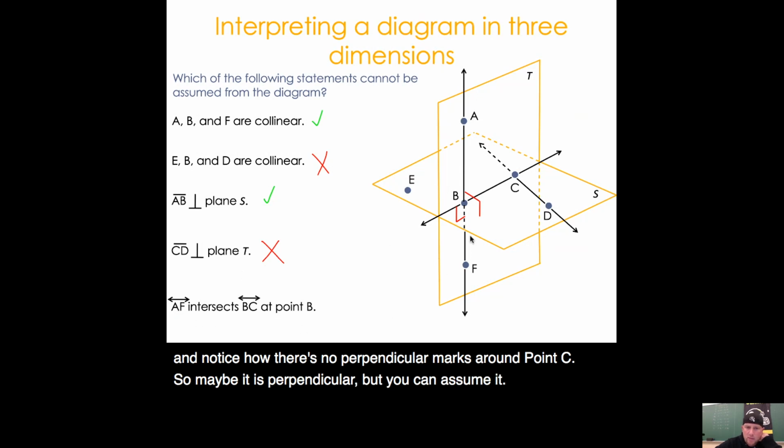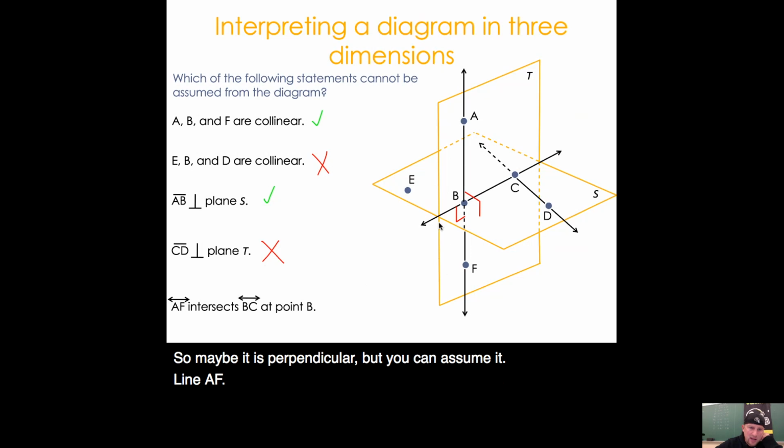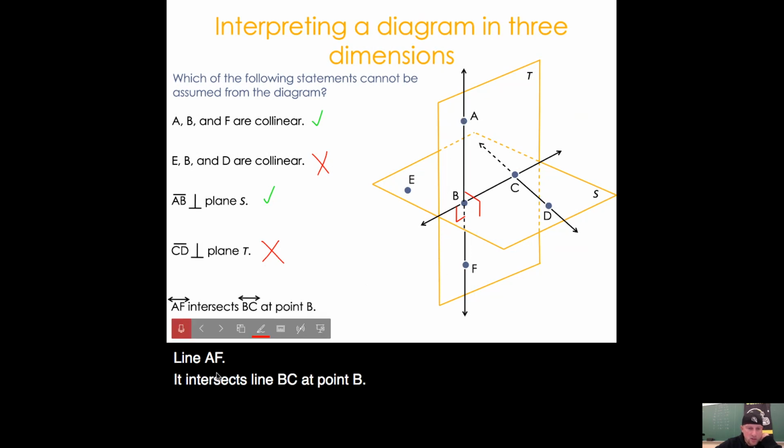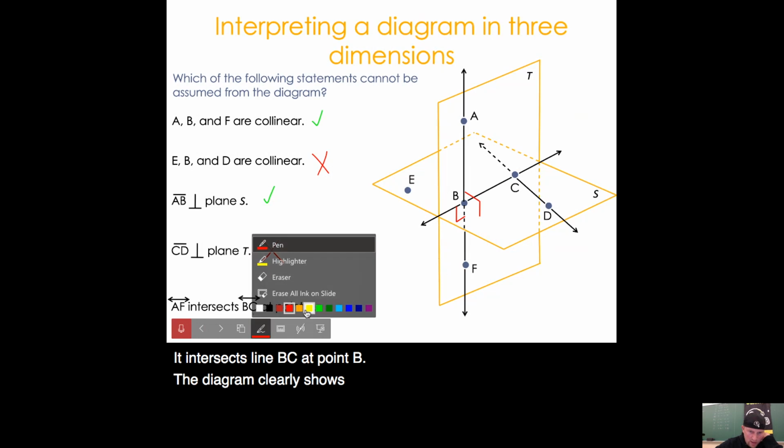Line AF intersects line BC at point B. The diagram clearly shows that. You are allowed to assume that.